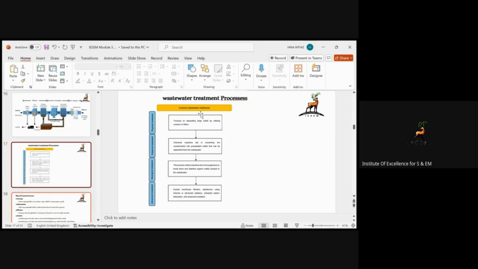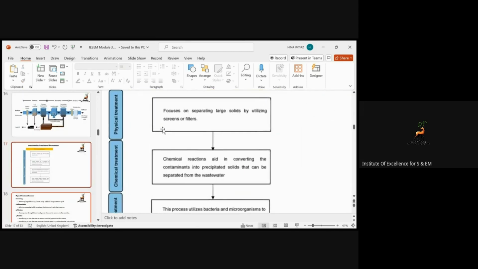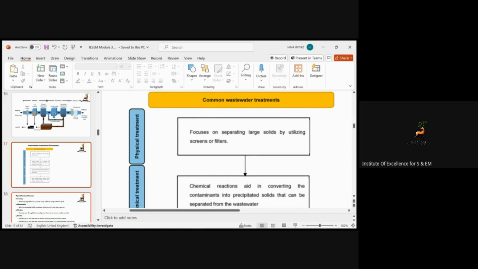So next is wastewater treatment processes. Basically we have three wastewater treatment processes: physical, chemical, and biological. The physical treatment focuses on separating the large solids by utilizing screens or filters. Physical means you are using physical methods, for instance screens and filters.